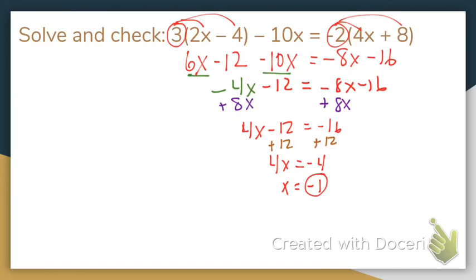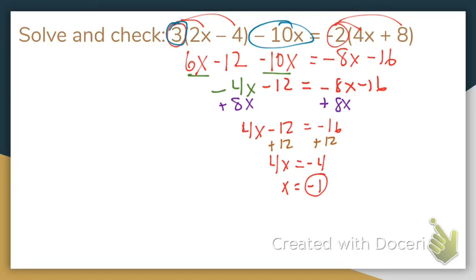Alright, so for this problem, it can get a little bit long, so I've color-coded things to make it a little bit easier for you guys to follow. First step, I have that 3, I'm going to distribute it. I get 6x minus 12, and then notice this minus 10x is right there. On the right side, I distributed the negative 2, and I got negative 8x minus 16. My next step, on my left side, would be those two x terms.